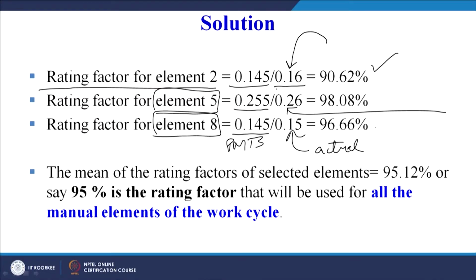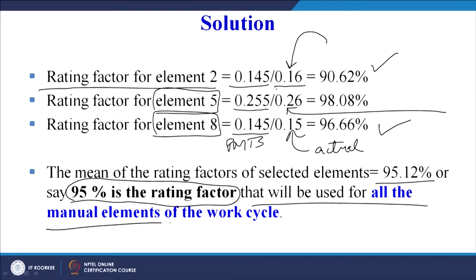So we are calculating the rating factor based on the PMTS data, but that data is available only for the 3 elements. So the rating factor for element 2 is 90.62%. Similarly for element 8 it is 96.66%. So the mean of the rating factors is 95.12%, or say 95% is the rating factor. We have rounded it off to 95%, and this will be used for all the manual elements of the work cycle. So we are able to find out the rating factor for the elements 2, 5 and 8.